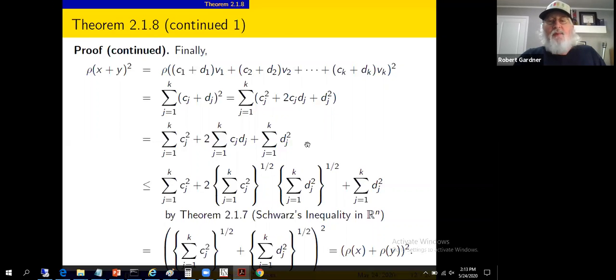All right, now I'm liking the looks of this. Sum from j equals 1 to k of c sub j squared. Why, that rings a bell. That's the basis norm of x squared. Here's the basis norm of y squared, by the way. Yeah, I've got this thing in the middle in the way. Well, we've got Schwarz's inequality. After all, these are vectors in Rn.